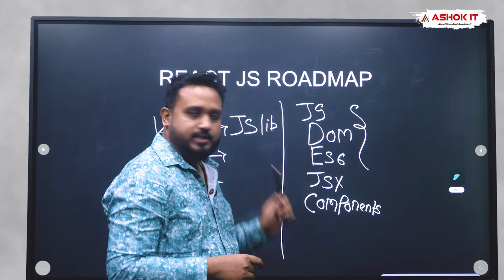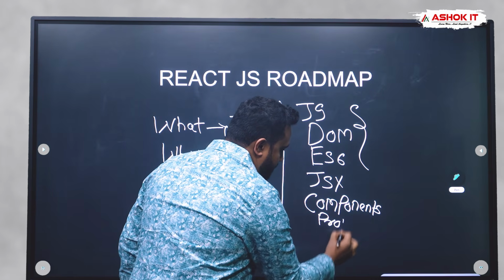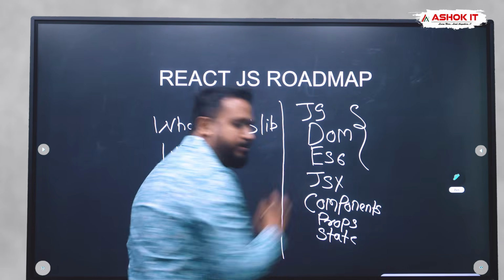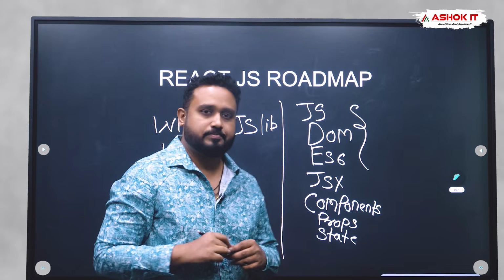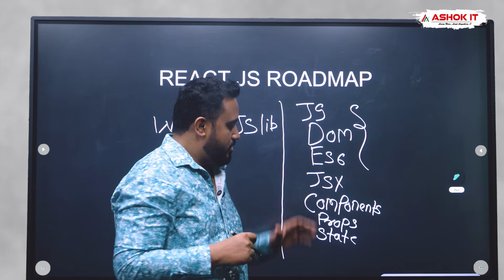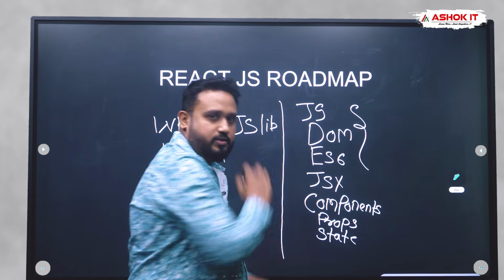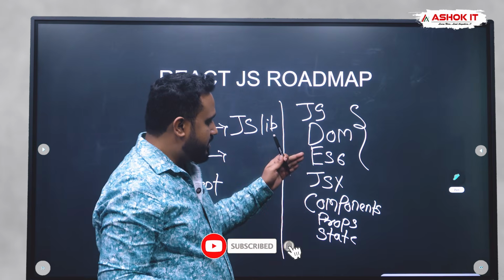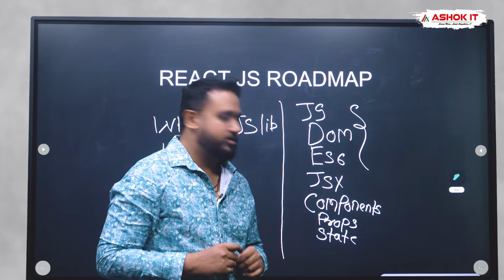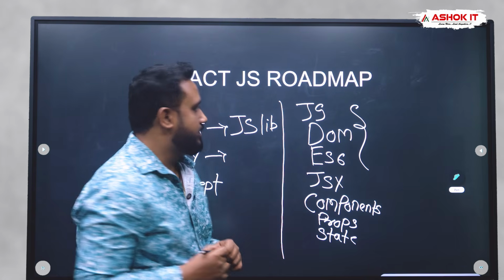Once you are good with JSX and components, then you have to focus on props concept and state concept. Using props and state, we can make our UI dynamic. Basically, components are all about reusing our UI, and to make that reusability dynamic, we use props and state. So once you are done with JSX, components, props and state, you are good with the basics of ReactJS.